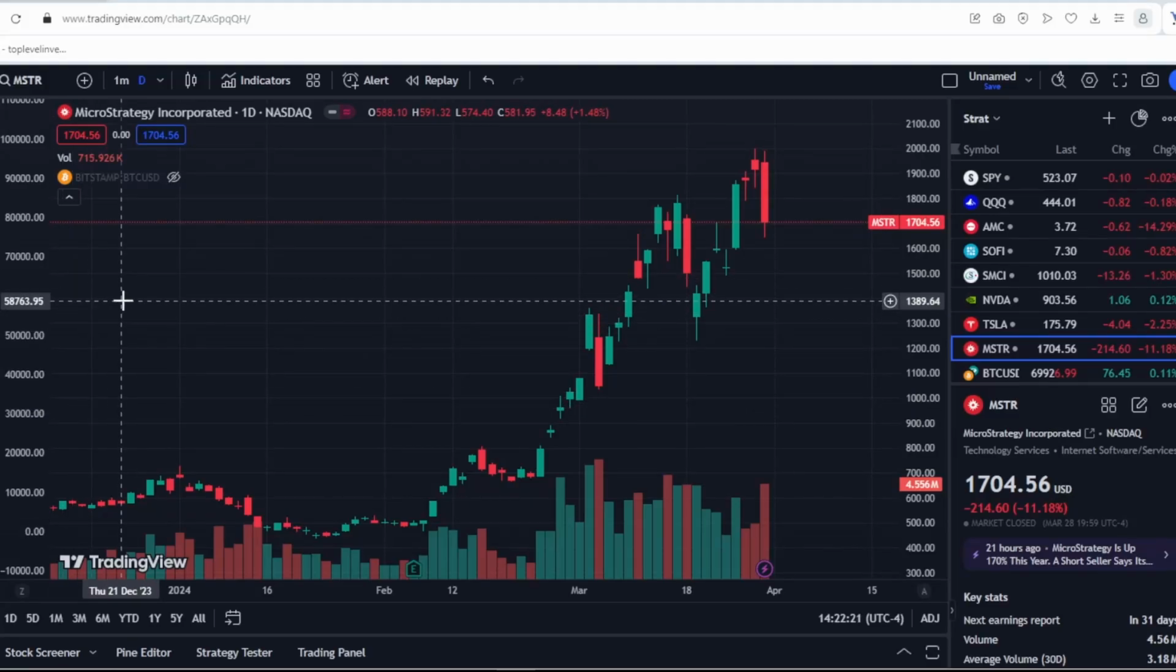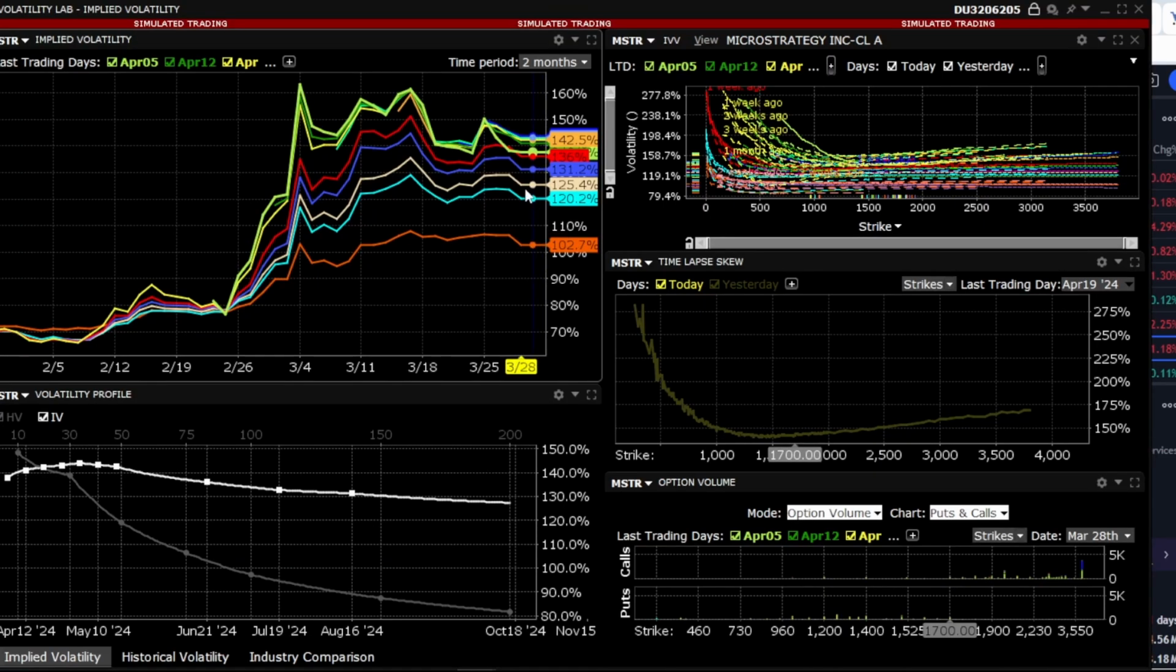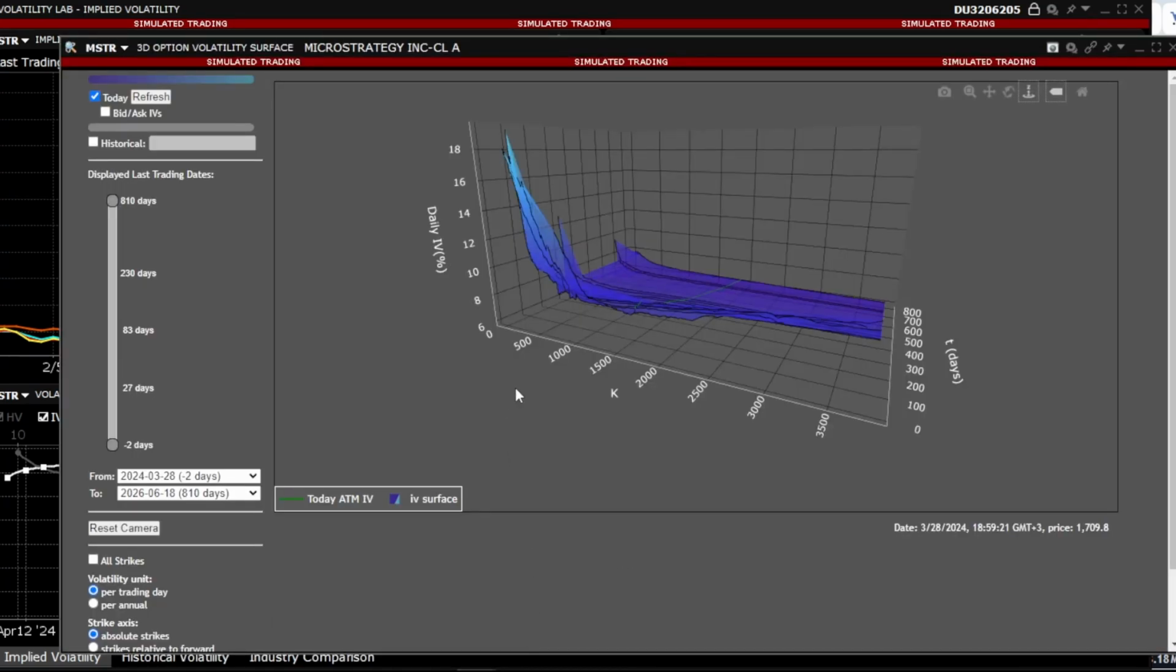Today, let's analyze the MicroStrategy stock. I will show you the implied volatility, which provides us with interesting signals. We'll also discuss the volatility smile and historical volatility. We'll touch upon the options market as well. Additionally, I'll demonstrate a non-directional strategy for this stock. Let's start from the beginning.